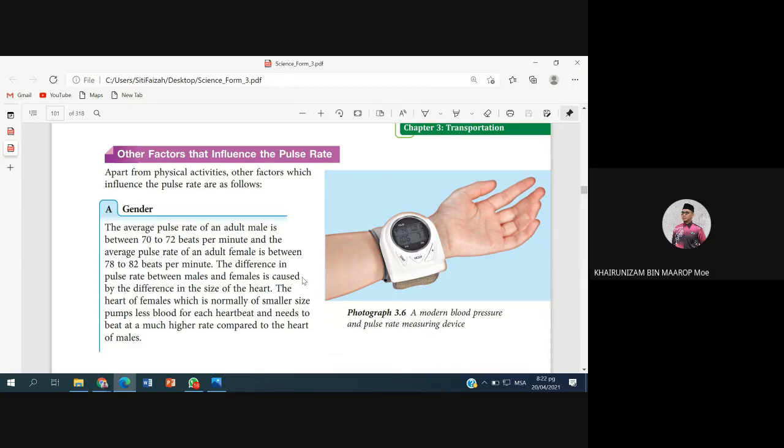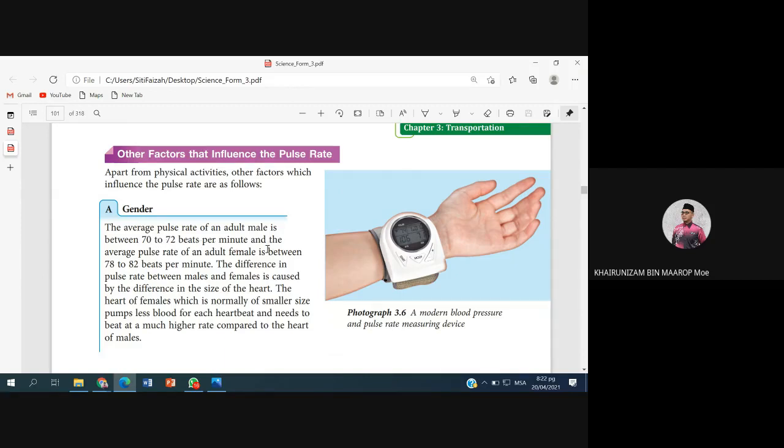Apart from physical activities, other factors which influence the pulse rate are as follows. The first one is gender. So the average pulse rate of an adult male is between 70 to 72.